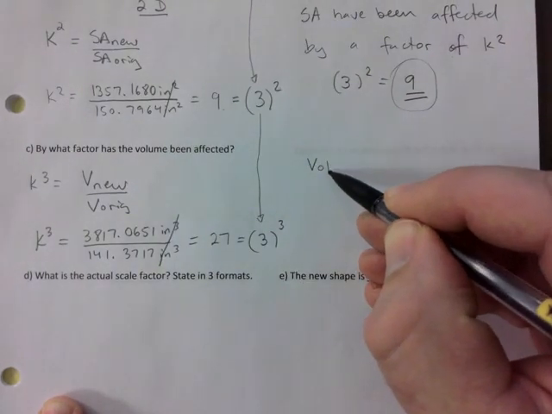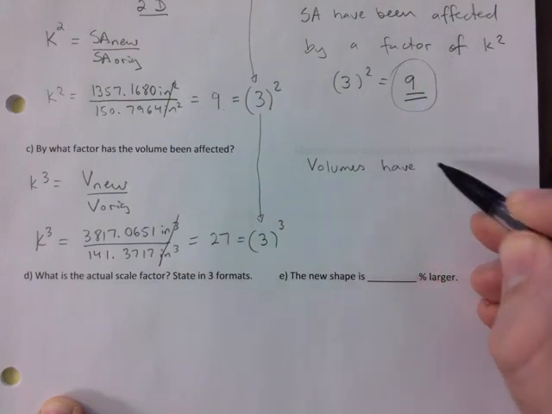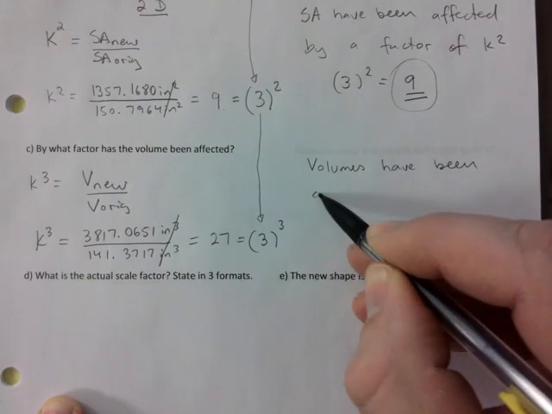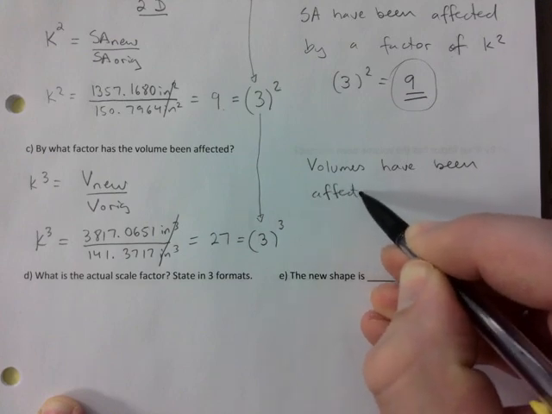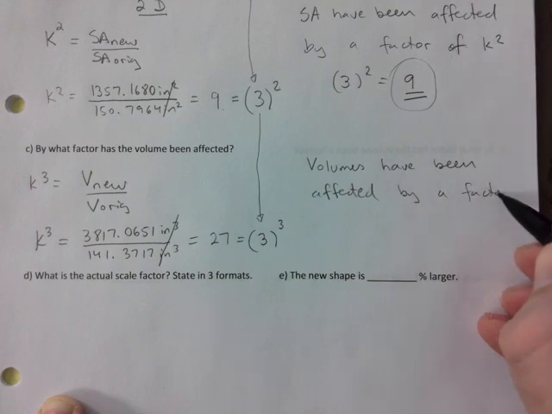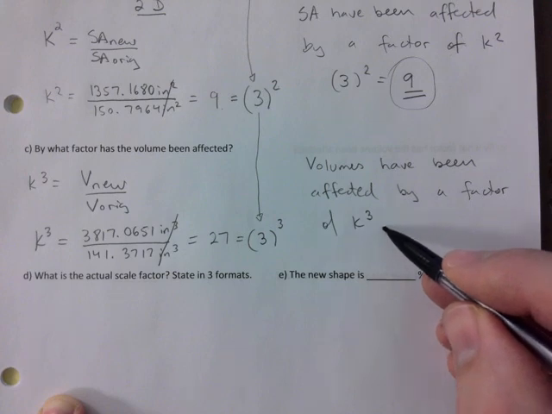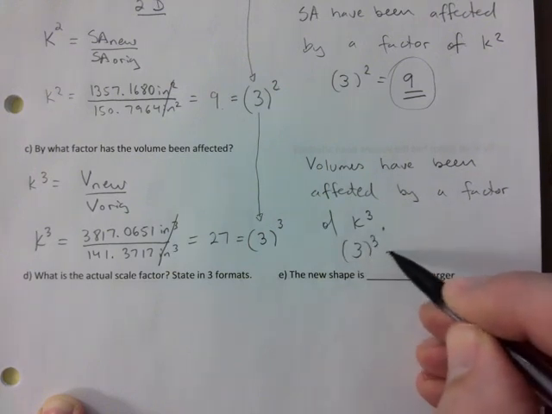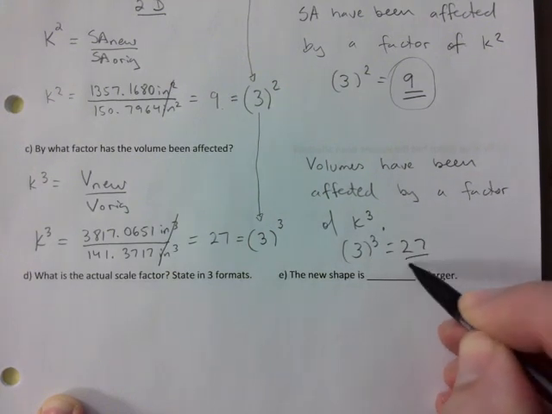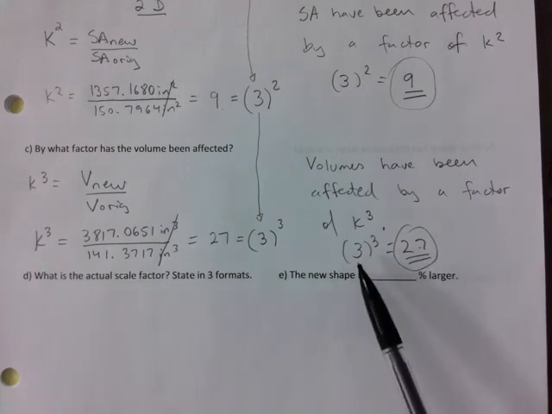The volumes have been affected by a factor of k cubed, right? So 3 cubed is 27. Okay, so we still say by a factor of 27, but I want you to know that it all started with the scale factor, the original scale factor here.